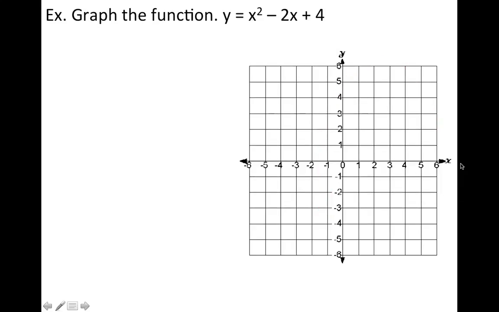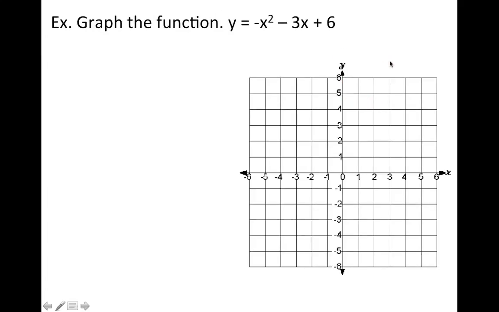And then for this one, you need to find your vertex. And when you do that, remember you use x equals negative b over 2a. You should get a vertex of 1, 3. And your y-intercept is 4, because if you plug in 0 for x here and 0 for x here, you're left with 4. Reflect it over, and you're done. So we're just graphing functions from the standard form of our equation.